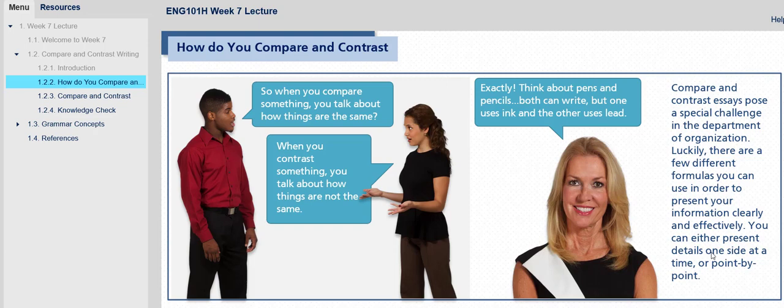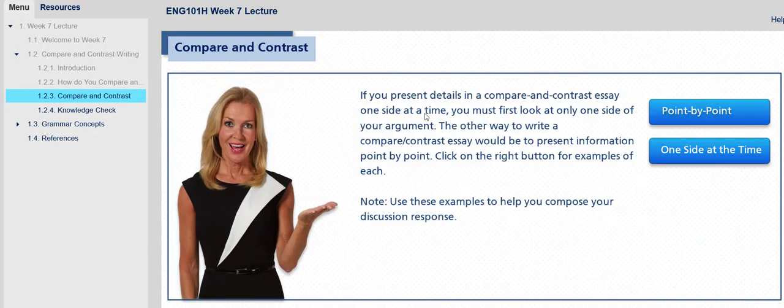And so here your book calls one side at a time. I call it the block method. And here the book calls it point by point. I call it the alternate method. If you present details in a comparison-contrast essay one side at a time, you must first look at only one side of your argument. The other way to write a comparison-contrast essay would be to present information point by point. Click on the right button for examples of each. Use these examples to help you compose your discussion response.